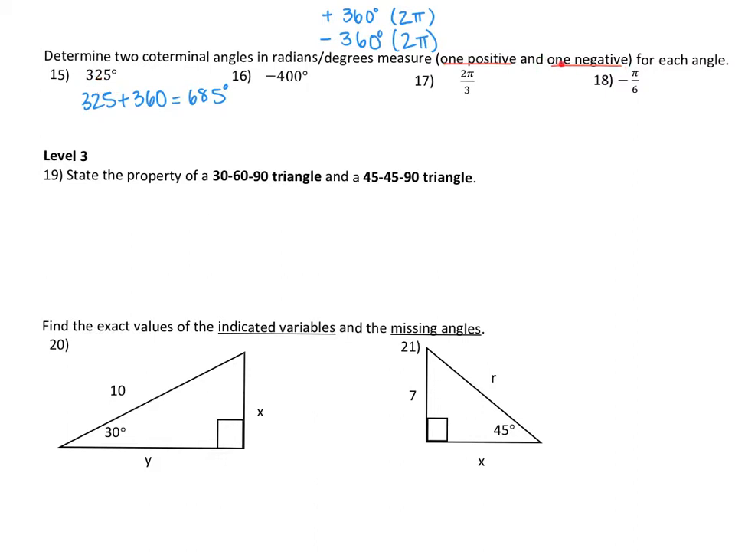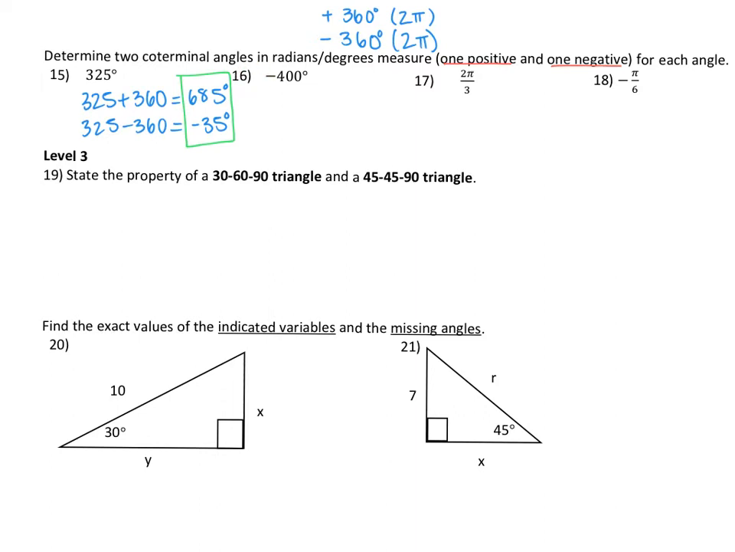Now let's find a negative one here. I can also take the 325 and subtract 360 to find a negative coterminal angle. So 325 minus 360 is negative 35, and it's a negative valued angle. So now I have a positive coterminal angle and a negative. Now if this wasn't negative, I could keep subtracting by 360 until I make it negative. Or if this wasn't positive, I can keep adding 360 until it became positive.